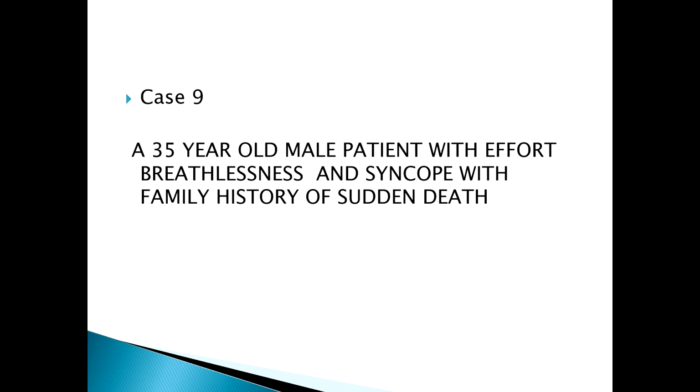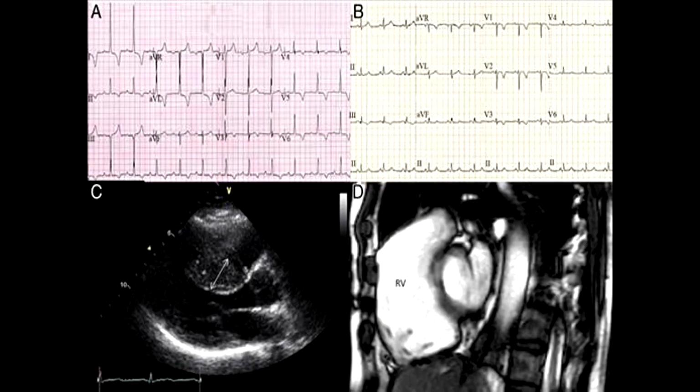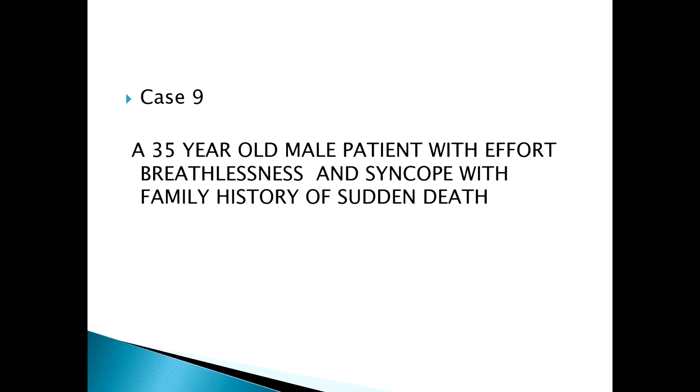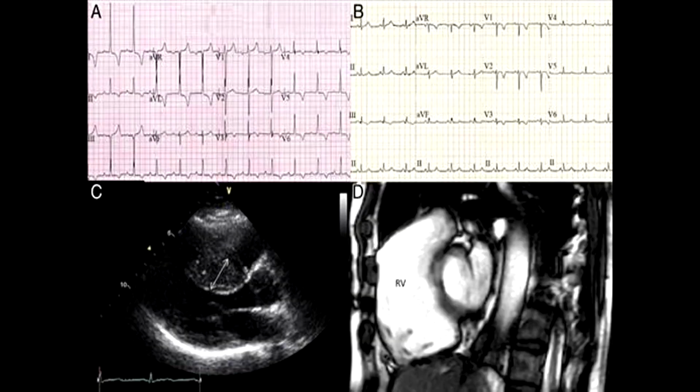I am showing you the typical ECGs which you should remember lifelong. A 35-year-old male patient with effort breathlessness and syncope and family history of sudden death. These are the two ECGs, and one is an echo and another is an MRI picture. What can be the diagnosis? Family history of sudden death. Effort breathlessness.